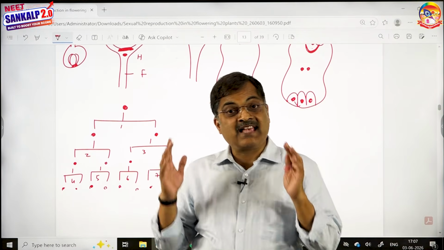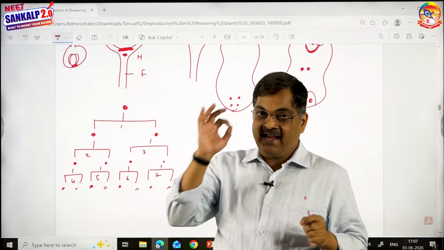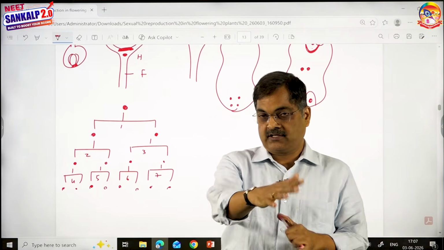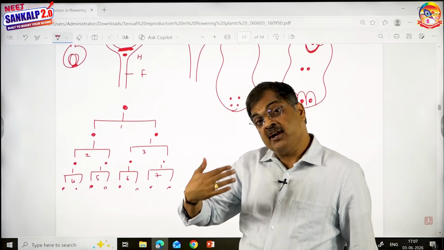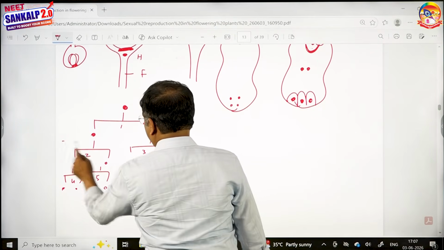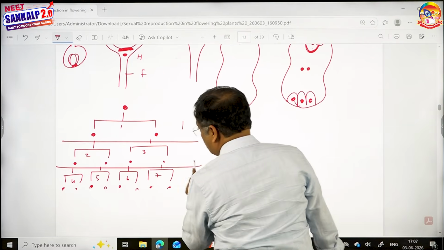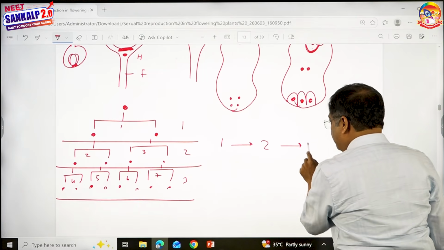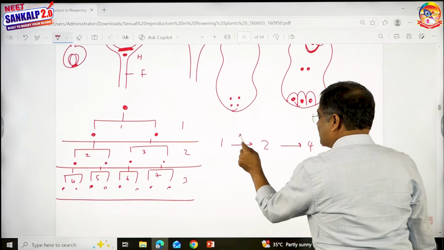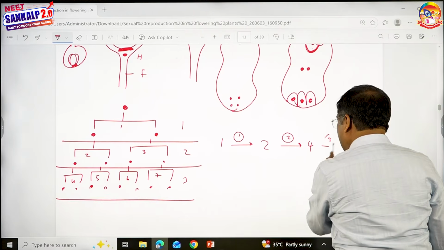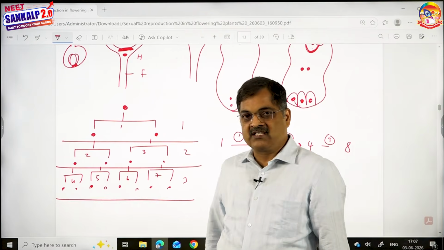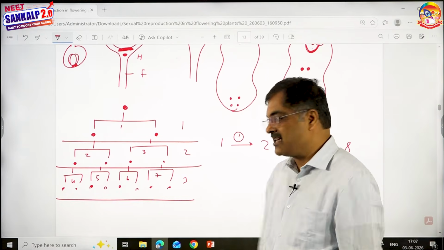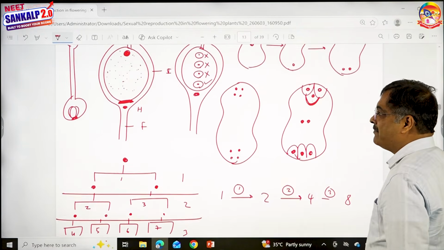Good point. There are 7 mitotic divisions needed in the megaspore nucleus to develop into a fully developed female gametophyte. But if they ask you how many generations of mitosis, this is 1 generation, this is 2 generations, and this is 3 generations. Means 1 becoming 2 becoming 4 becoming 8. So the number of generations of mitosis is 3, whereas the number of mitotic divisions, if they ask you, the answer is 7. This is very easy to remember.